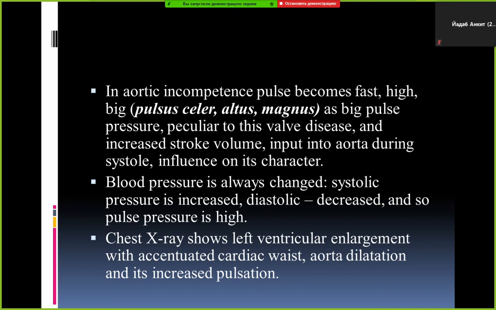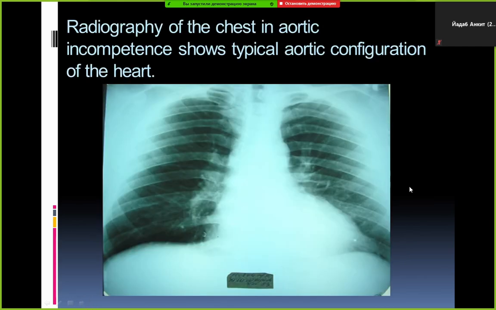In order to confirm our diagnosis, we need a chest X-ray. Chest X-ray shows left ventricle enlargement with attenuated cardiac waist, aorta dilatation, and its increased pulsation. So this is the X-ray of the chest with typical aortic configuration of the heart, shifted to the left because of the left ventricle and attenuated waist of the heart.